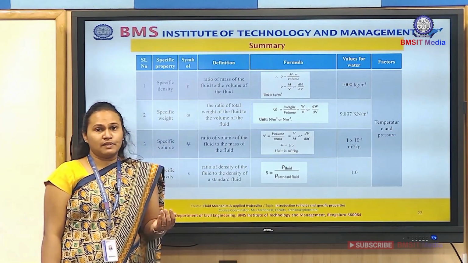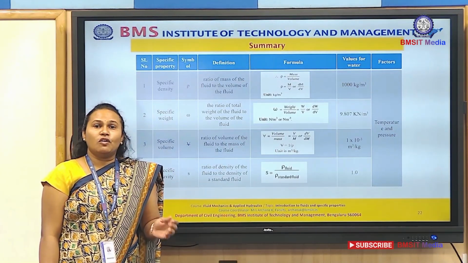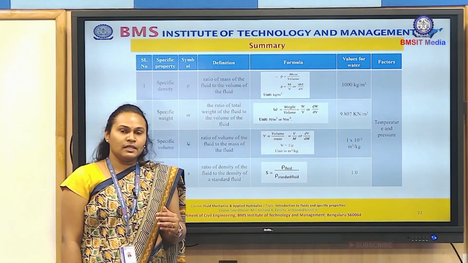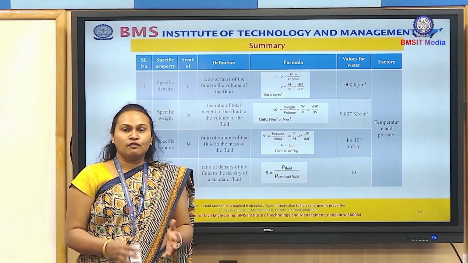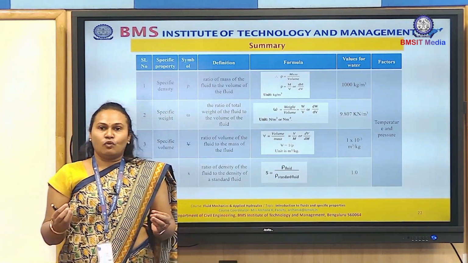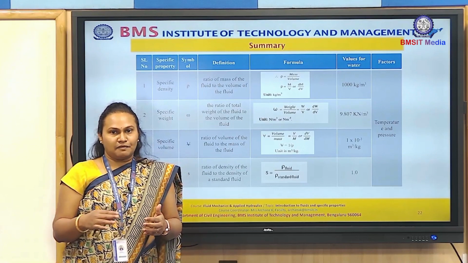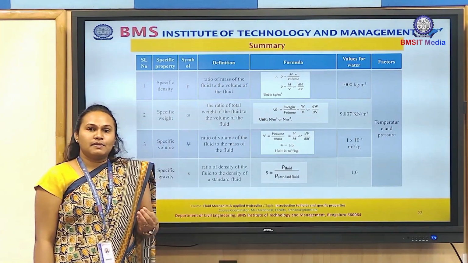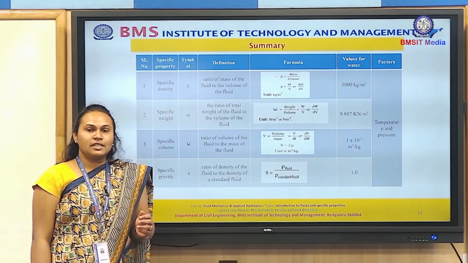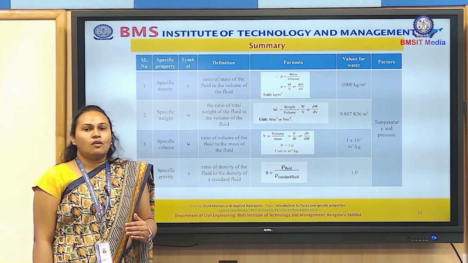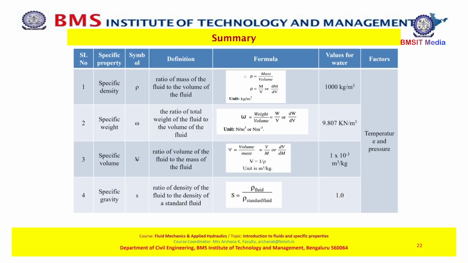And the last one is specific gravity, which is the ratio of density of any fluid to the density of a reference fluid. The reference fluid right now in fluid mechanics is water, and hence we will be taking all the values of water as a reference range. Hence, specific gravity is also the ratio of density of any fluid divided by 1000, where 1000 is the density of water, 1000 kg per meter cube.